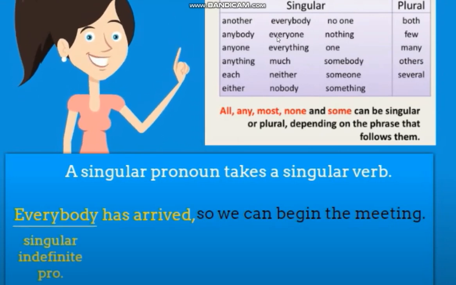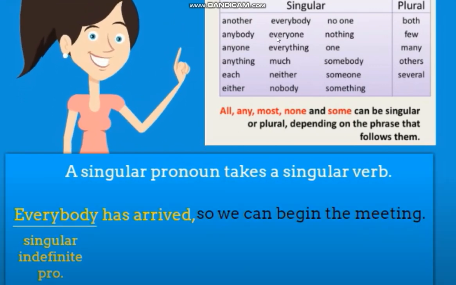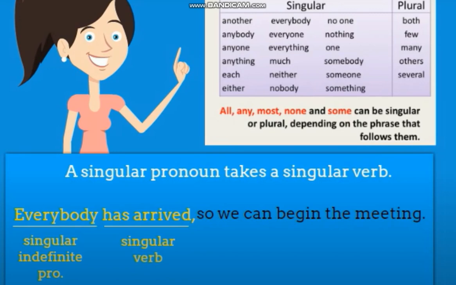Everybody is our singular indefinite pronoun and needs a singular verb. Yes, and it is the singular verb has. So everybody has arrived. So every time when you use a singular indefinite pronoun, then a singular verb should be used. Like everybody has arrived, so we can begin the meeting. So here the indefinite pronoun is singular, whereas the verb is also singular.